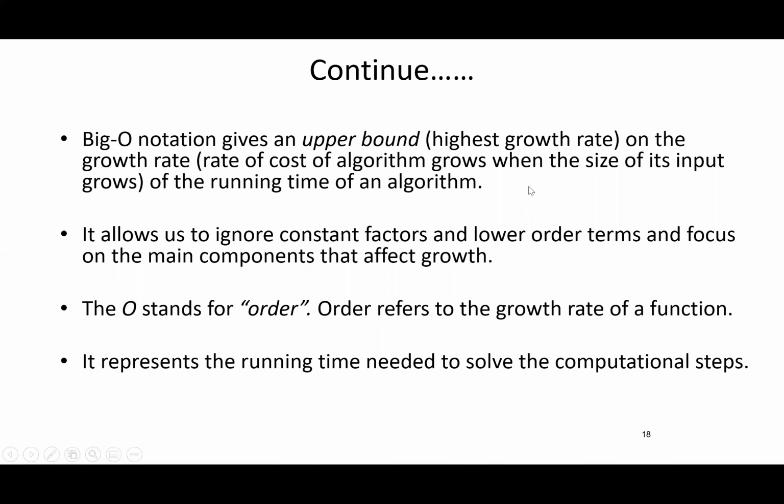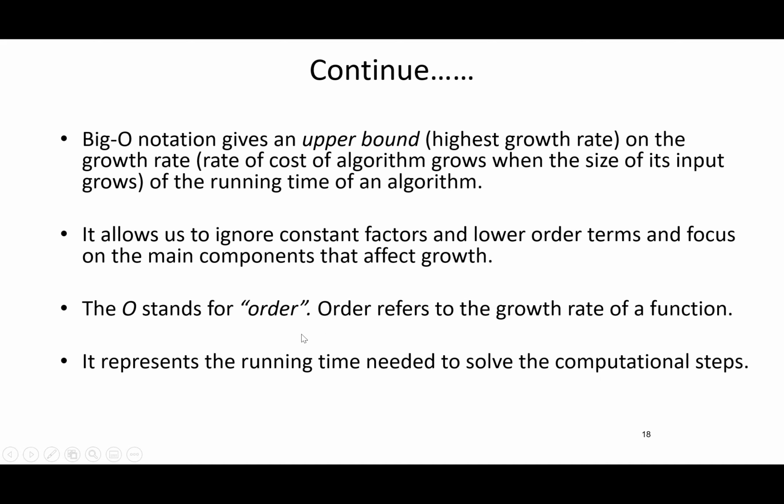But the second algorithm, it actually doesn't depend on the size. So the growth rate is constant. It won't grow. No matter what is your n size, it remains the same. Okay, so this big O notation will tell you how your algorithm will grow when your input size increases, in what rate. And it allows you to ignore the constant factor and lower order terms and just focus on the main component that affects the growth of your algorithm. Later you will see how we derive the big O, then you will see what I mean.